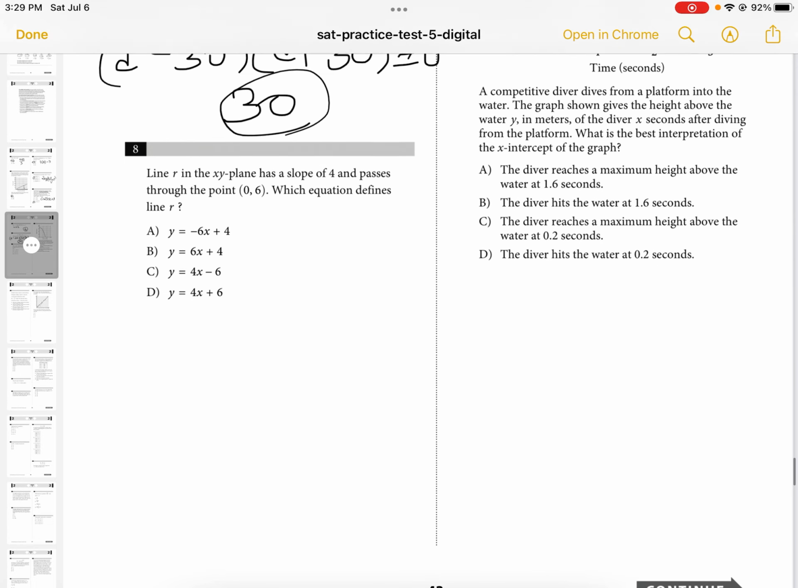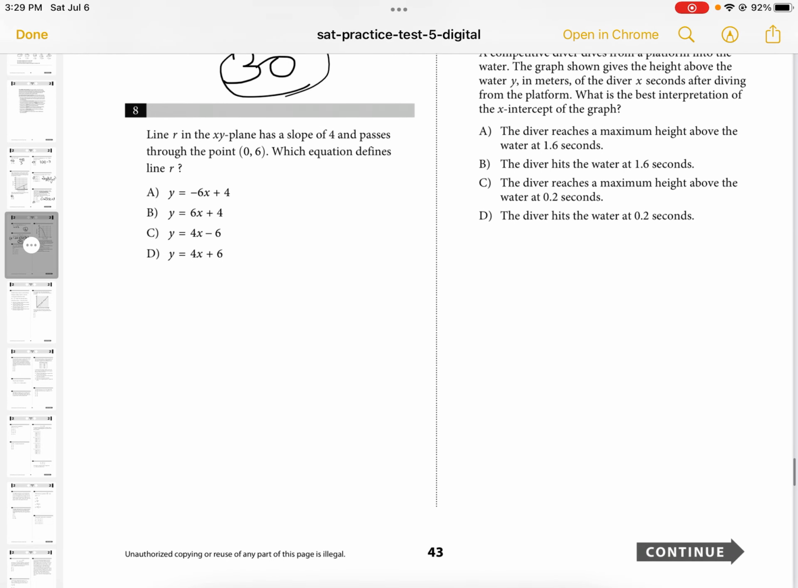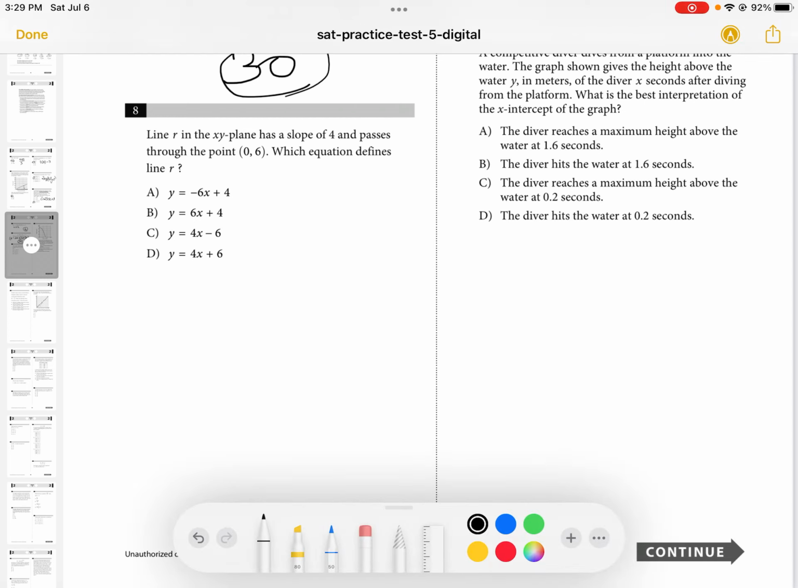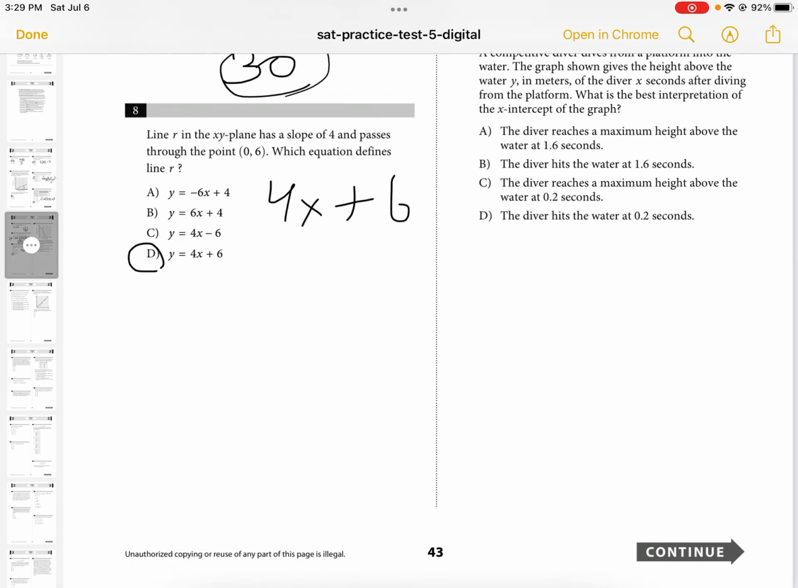Okay. Line R in the xy plane has a slope of 4 and passes through the point (0, 6). Which equation defines line R? Alright, so we have a slope of 4 and our y-intercept is 6. So our equation will be 4x plus 6. And that's D. Okay.